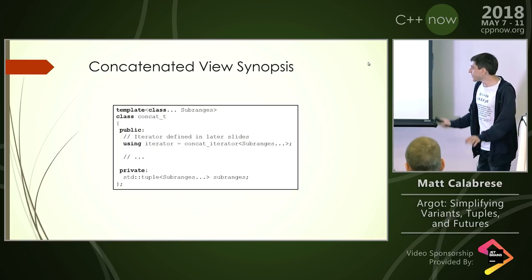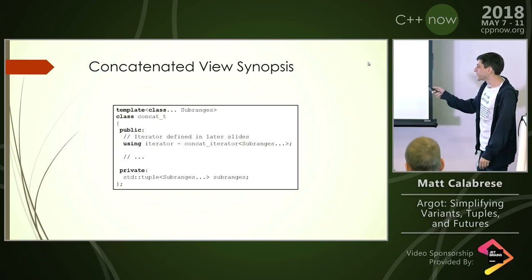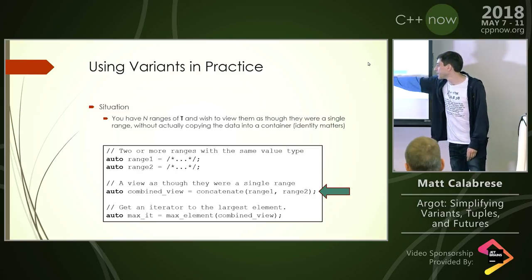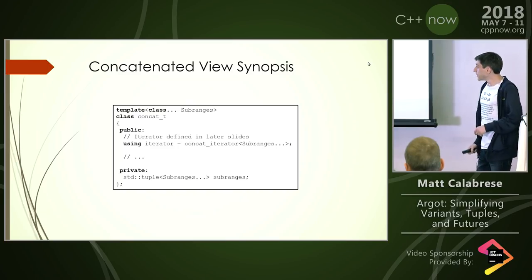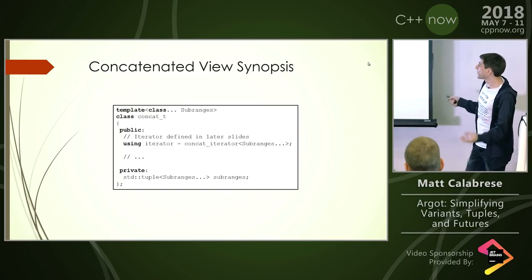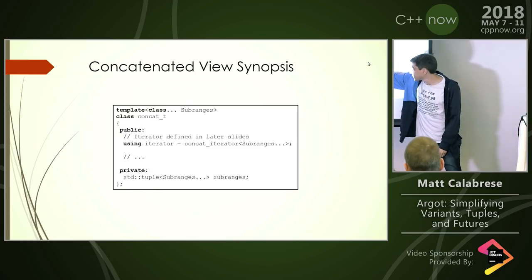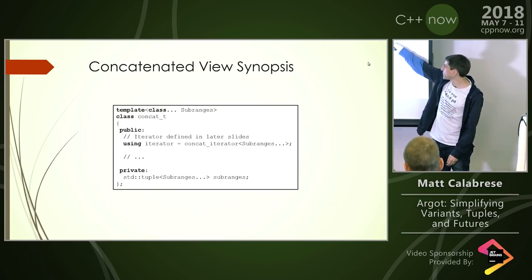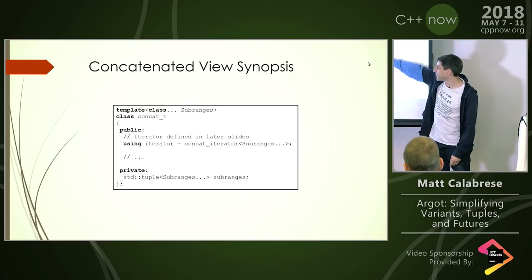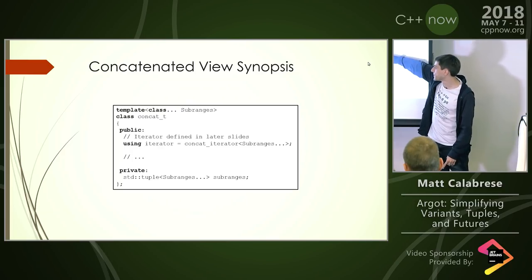So let's start trying to implement the return type of this concatenate function. And again, this is variadic, but I'm only calling it with two here. The return type of concat, we can think about it as just containing a tuple of all of the different subranges. And then we have some kind of iterator type. I'm leaving out most of the other details because these are the things I want to focus on.